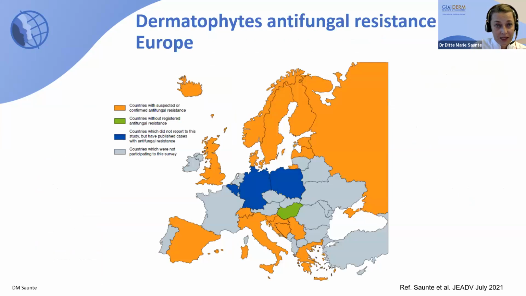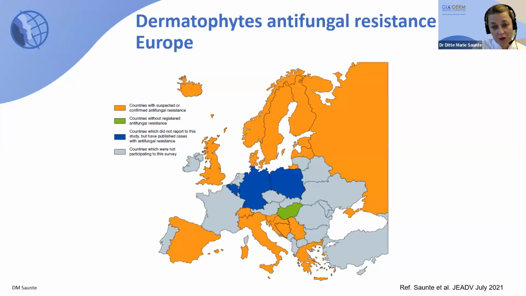So, is it common in other countries? We did this survey among dermatologists in Europe, where we asked them whether they have seen dermatophyte antifungal resistance. And these are the answers that we got: those in orange are countries where it has been reported. Those in blue are those where antifungal resistance had been published from their countries before.